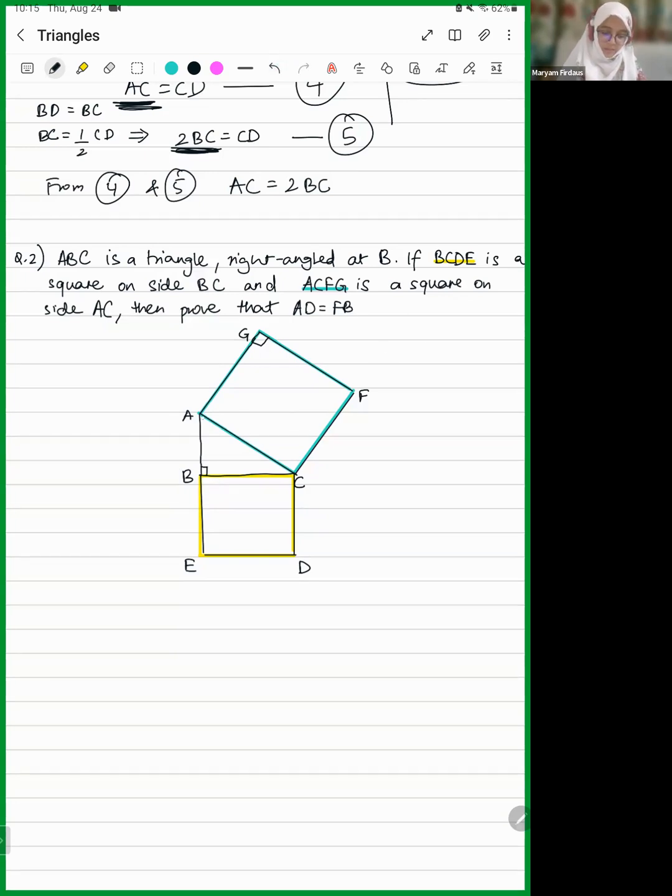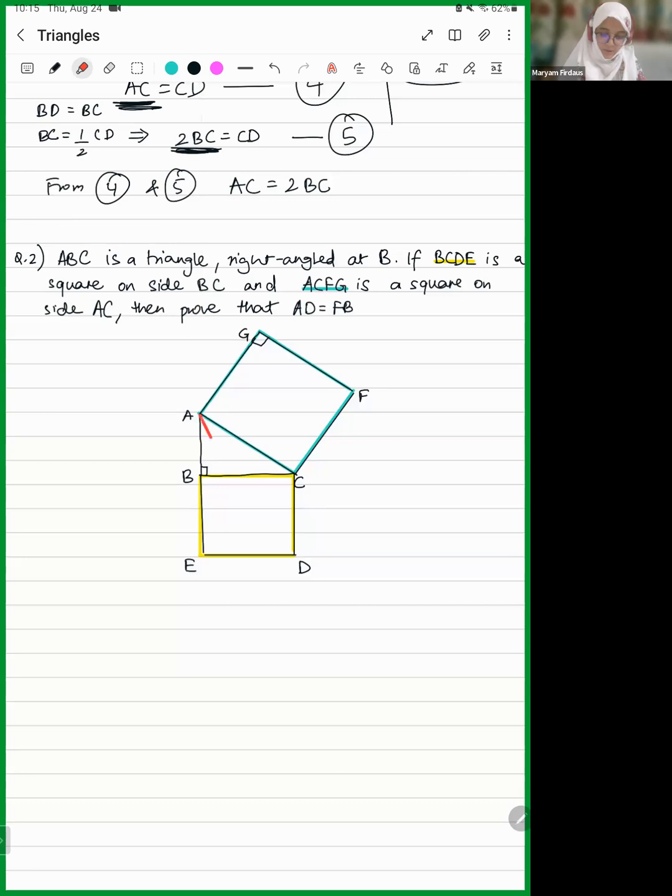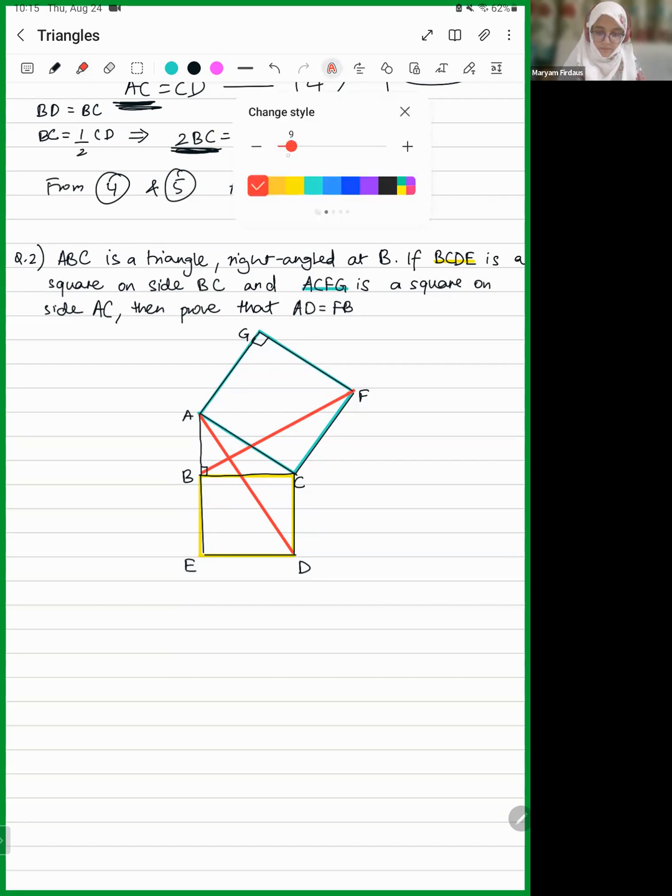So AD is going to be, just a minute. This is your AD. And what else? FB. FB is this one. Okay. I'm just going to change the color. Fine. Yes, ma'am. Drawn the diagram till here. Yeah, yeah. Okay.